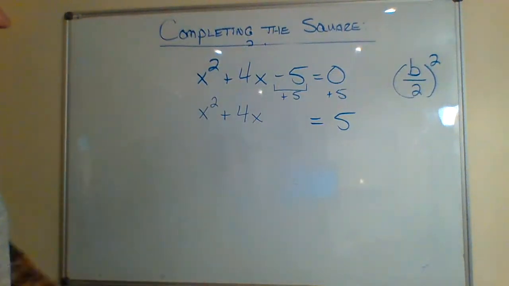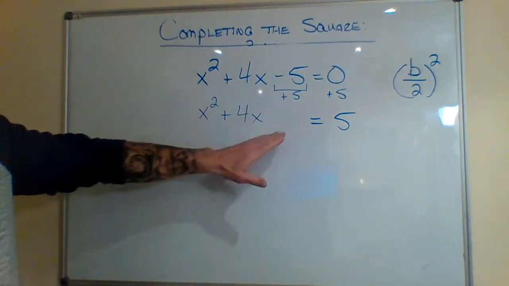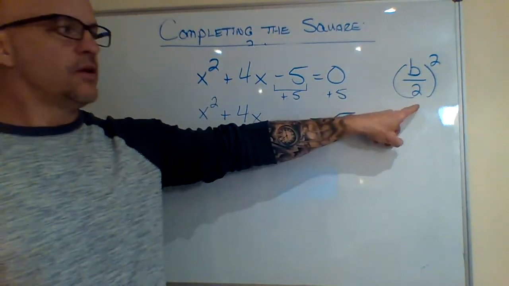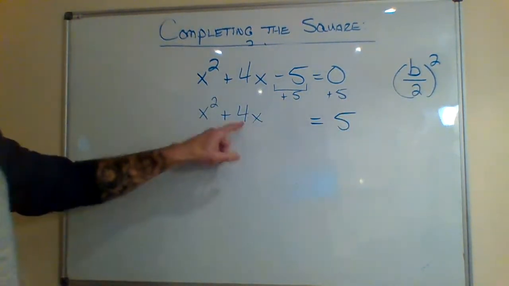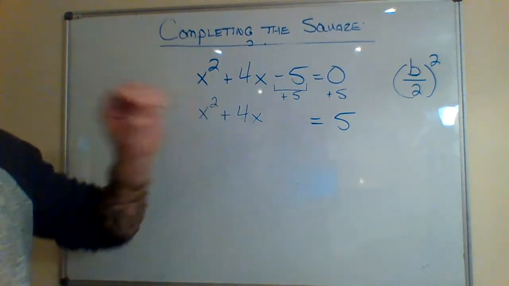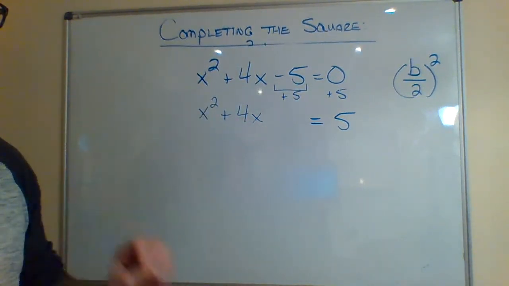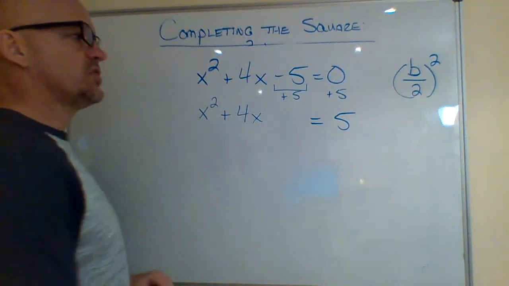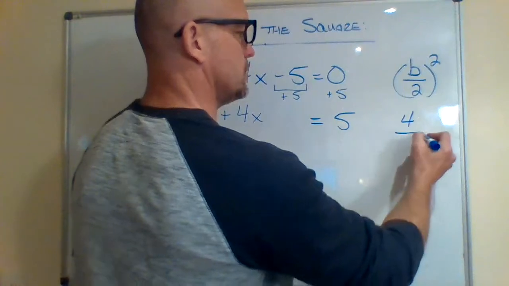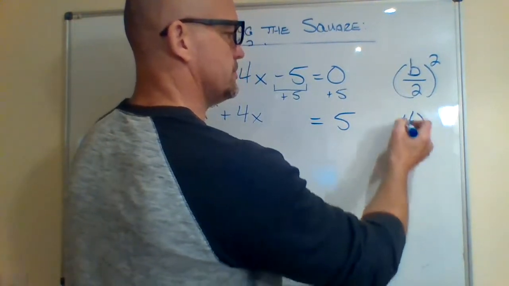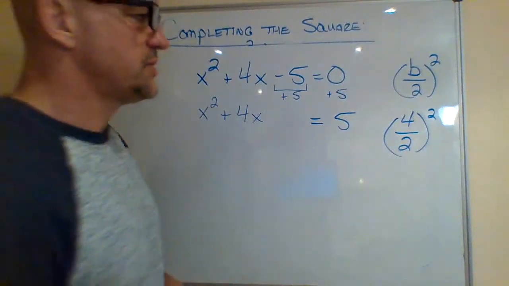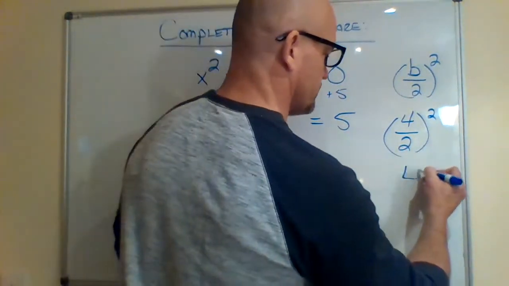Now I'm going to add a new C value that makes this a perfect square. That's where we go back to this. We're going to take that B value, divide it by 2 and square it, and put in a new C value that factors as a perfect square. So we take our B, in this case it is 4, put it over 2, and square it. Of course, 4 over 2 is 2, and 2 squared is 4.